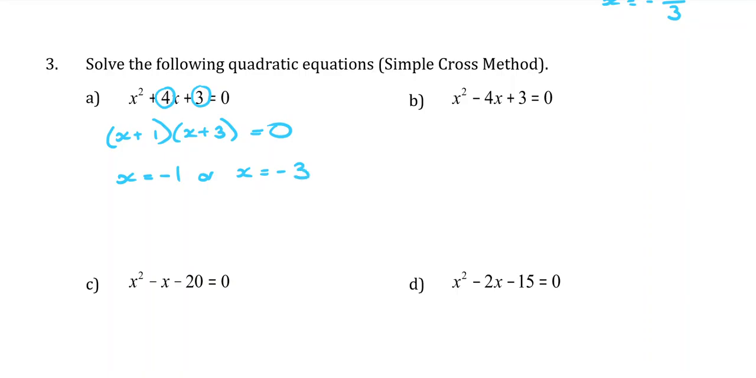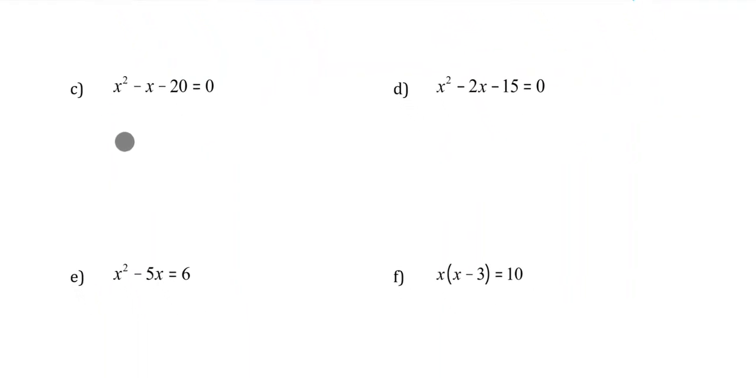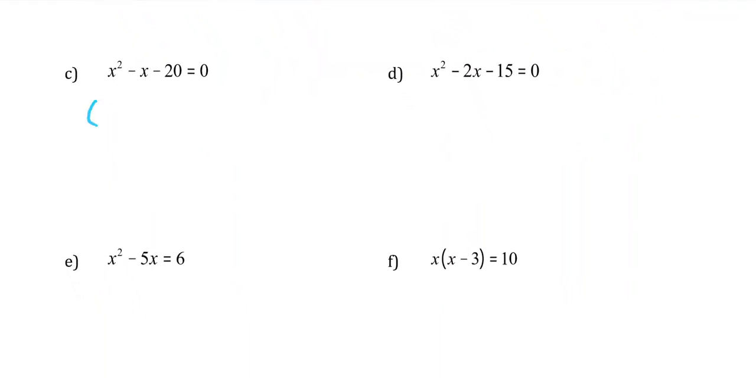Let's try that again for part B. What times to give 3 and adds to give a negative 4? That would be negative 3 and negative 1. Using null factor, I get x is equal to 3, or x is equal to 1. Question C. What times to give negative 20 and adds to give negative 1? That would be negative 5 and a positive 4. Then using null factor, I get x is equal to 5 from the first bracket, and from the second bracket, x is equal to negative 4.